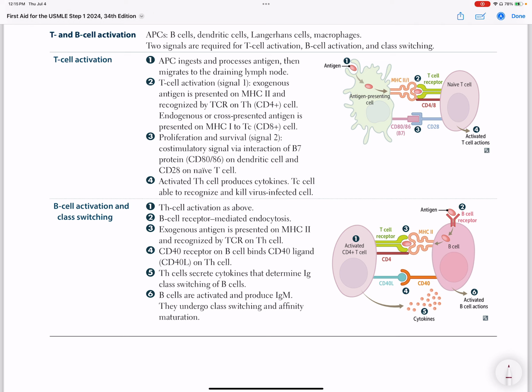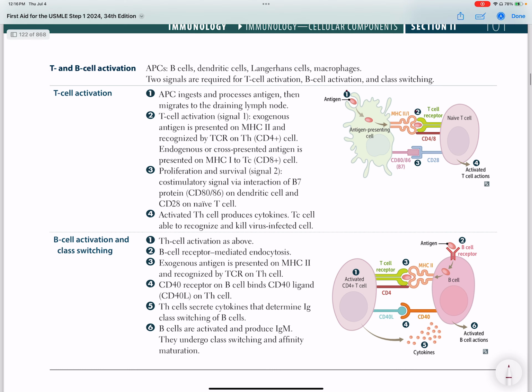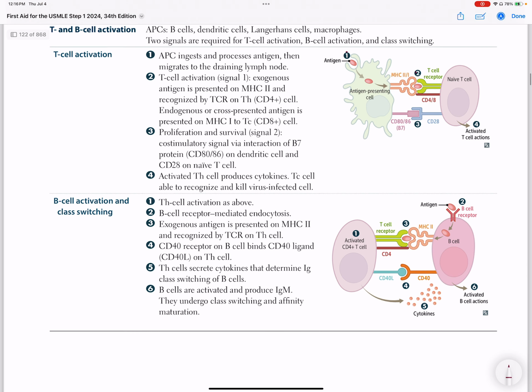T cell activation signal 1. The first signal involves step 1, step 2, step 3, and step 4. Step 1 is the antigen getting presented on the antigen presenting cell. Step 2 is T cell activation, signal 1. Exogenous antigen is presented on MHC2 and recognized by the TCR on the TH CD4 positive cell. MHC2 for CD4, MHC1 for CD8. It's getting presented on this.